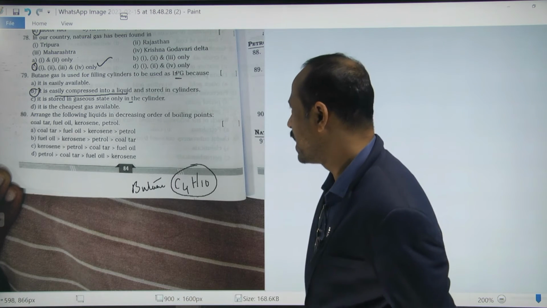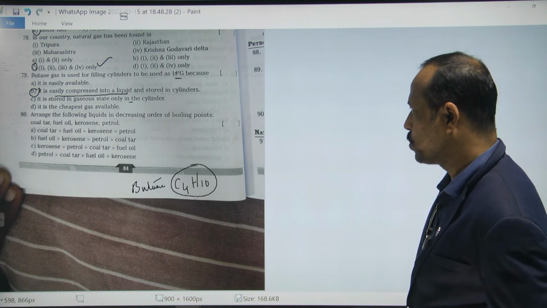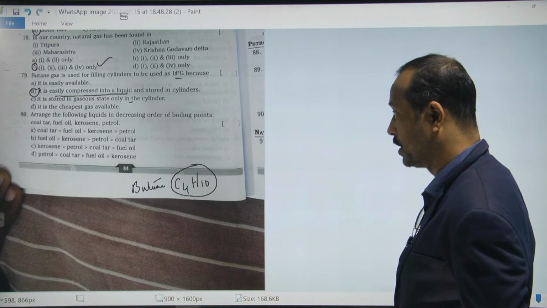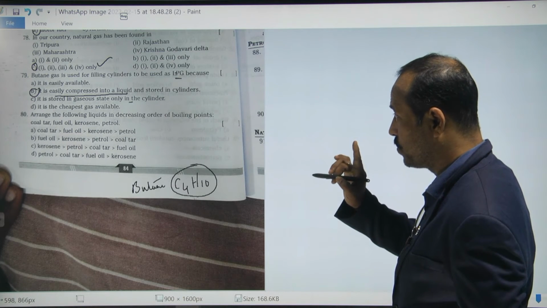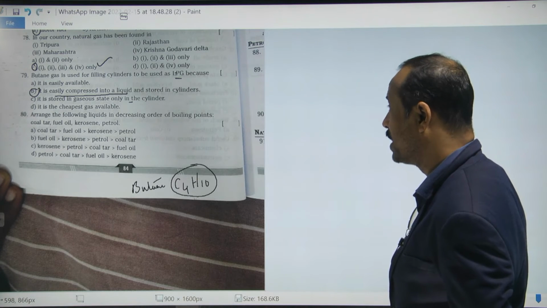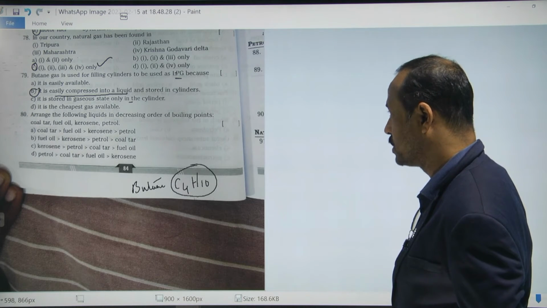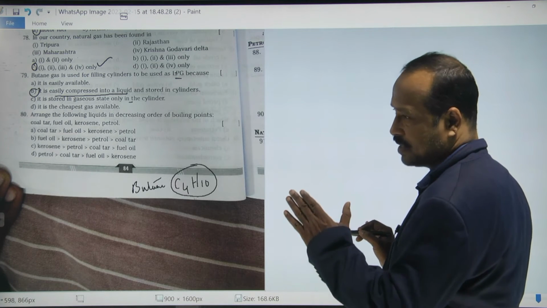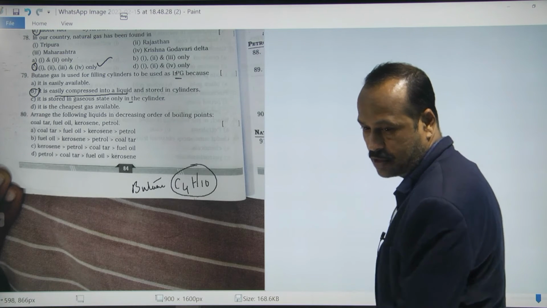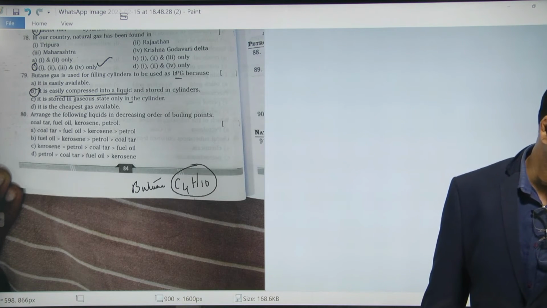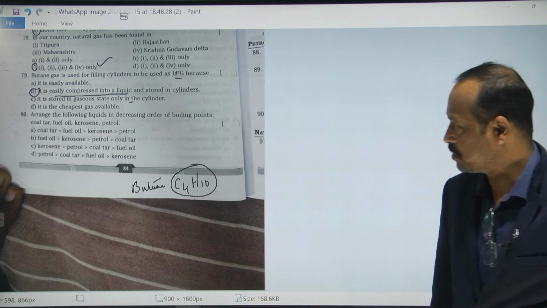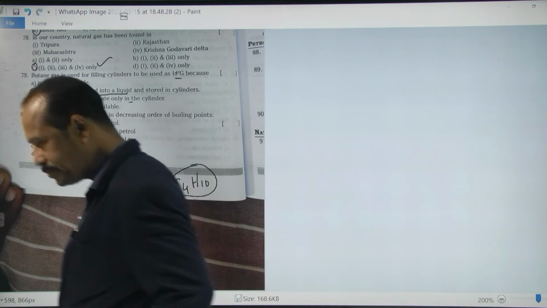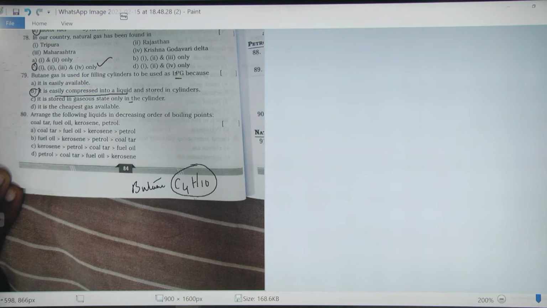Okay. Next, arrange the following liquids in decreasing order of boiling points. Coal tar, fuel oil, kerosene, petrol. Decreasing order of boiling points means what? The boiling point should be more first, next it should be less, and less. In that way you have to arrange them in decreasing order of boiling points. Come on, try. Coal tar, fuel oil, kerosene and petrol.